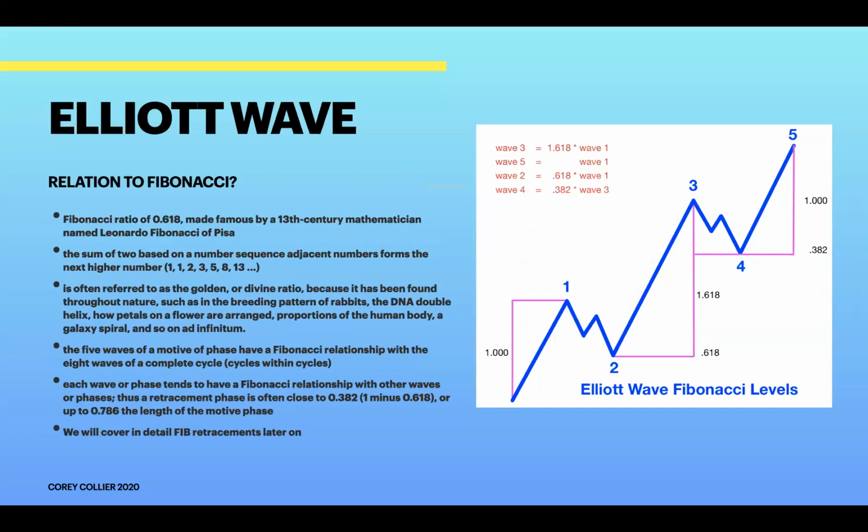Elliott Wave, the relation to Fibonacci, and this is that relation, guys. This is why we hold to those Fibonacci extensions. All right. The Fibonacci ratio of the 618 was made famous by the 13th century mathematician named Leonardo Fibonacci of Pisa. The sum of two adjacent numbers in the number sequence forms the next higher number. I think I typed that wrong. I butchered that.